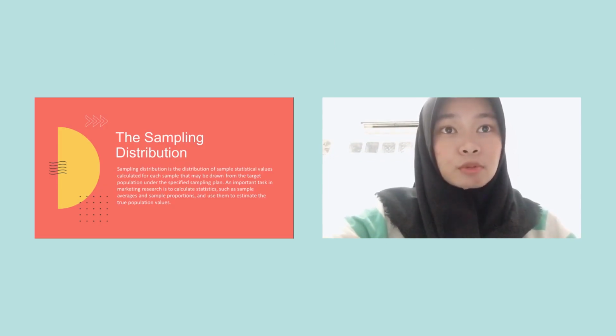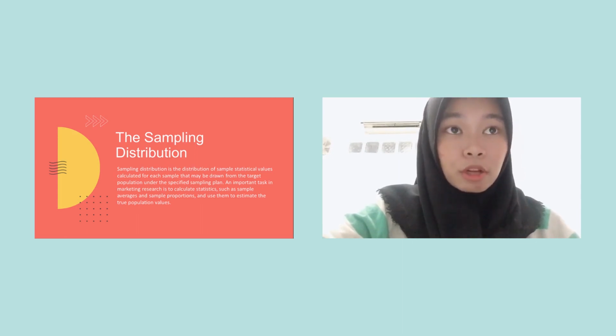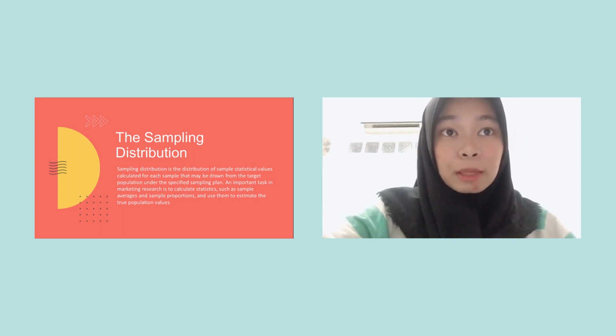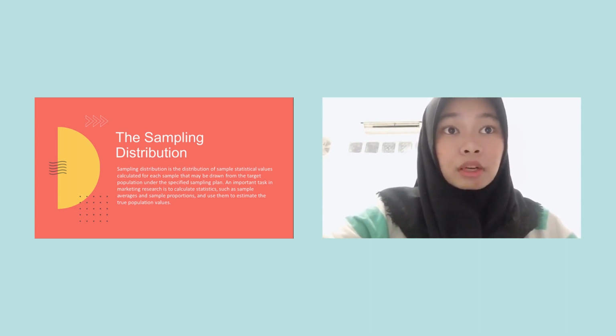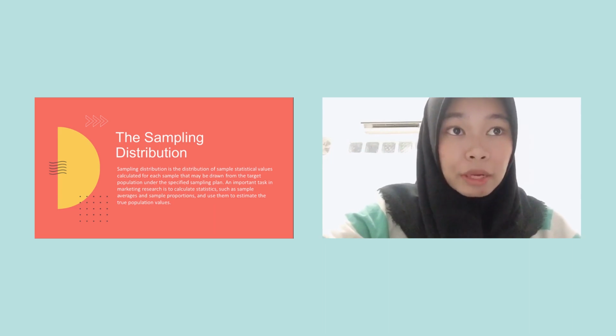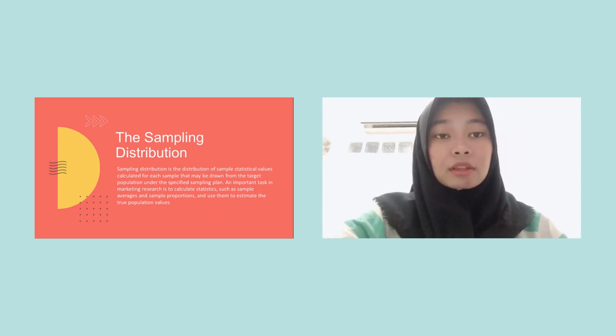The sampling distribution. Sampling distribution is the distribution of sample statistical values calculated for each sample that may be drawn from the target population under the specified sampling plan. An important task in marketing research is to calculate statistics such as sample average and sample proportions and use them to estimate the true population values.